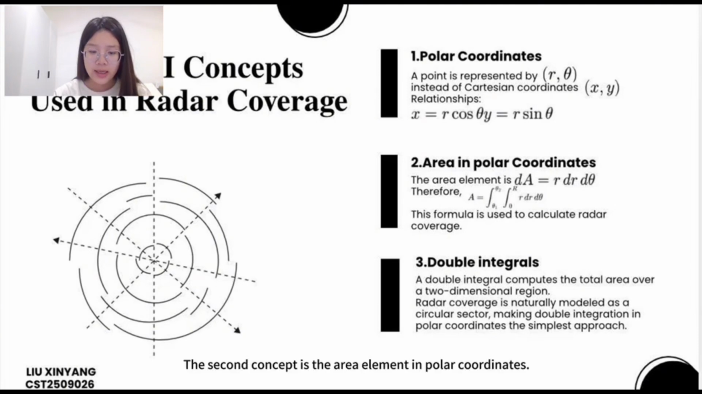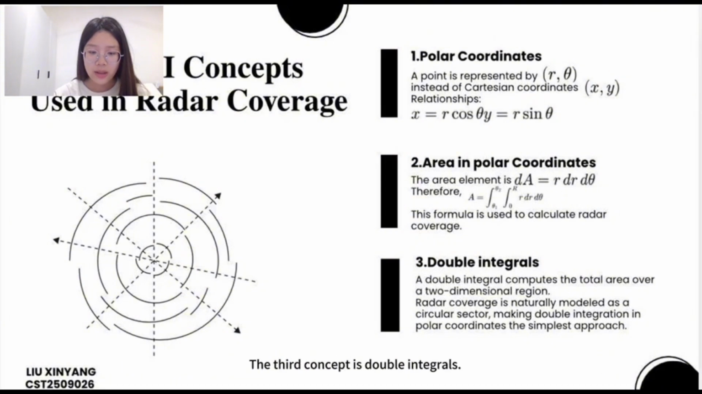The second concept is the area element in polar coordinates. In Cartesian coordinates, the area element is dx dy. However, in polar coordinates, the area element becomes r dr d theta. The extra factor r accounts for the increasing distance from the origin as the angle changes.